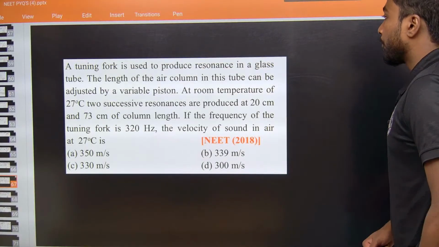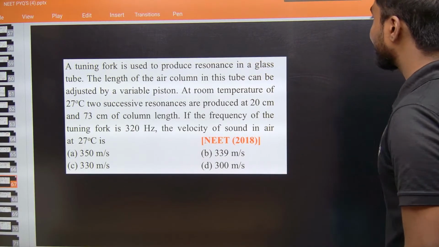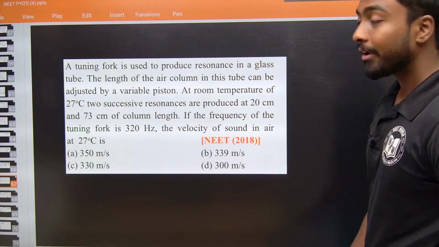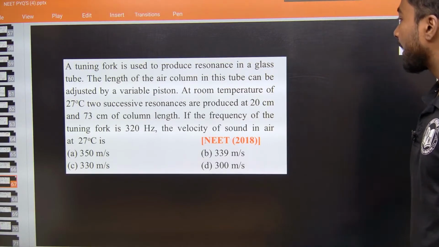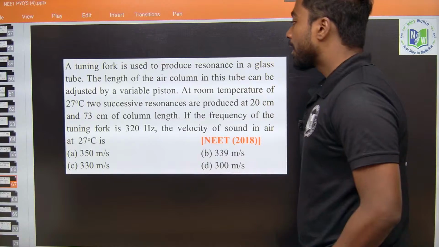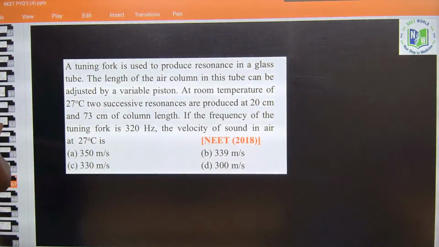A tuning fork is used to produce resonance in a glass tube. The length of the air column in this tube can be adjusted by a variable piston. At room temperature of 27 degree Celsius, two successive resonances are produced at 20 centimeter and 73 centimeter of column length. If the frequency of the tuning fork is 320 Hertz, the velocity of sound in air at 27 degree Celsius is, okay, I need to find the velocity. The question is asked to find the velocity, right?